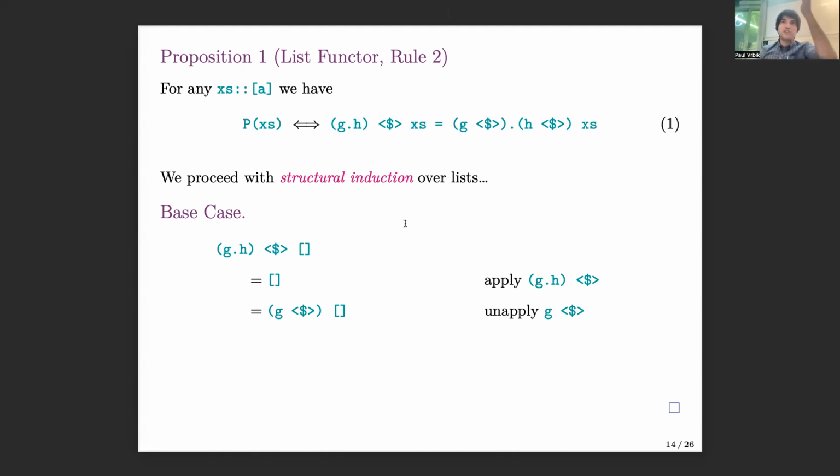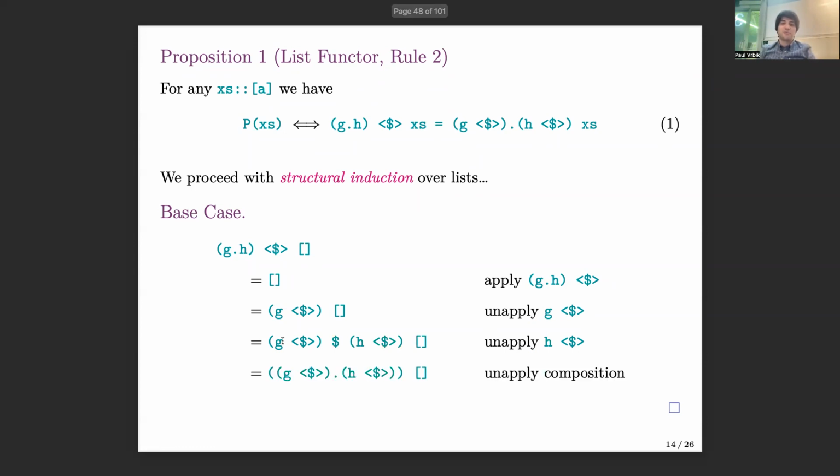Unapplying g would be g of the empty list. Okay, so if I map anything to the empty list and get the empty list, then from the empty list I can unapply a map, and that's fine. Then I can unapply the next map, and that's fine. Then I can use the composition rules to get the dot where I need it to be. And then have we shown the left-hand side is equal to the right-hand side of equation 1? Yes, for the empty list. So that should prove the base case. Any questions there? That was just the base case.